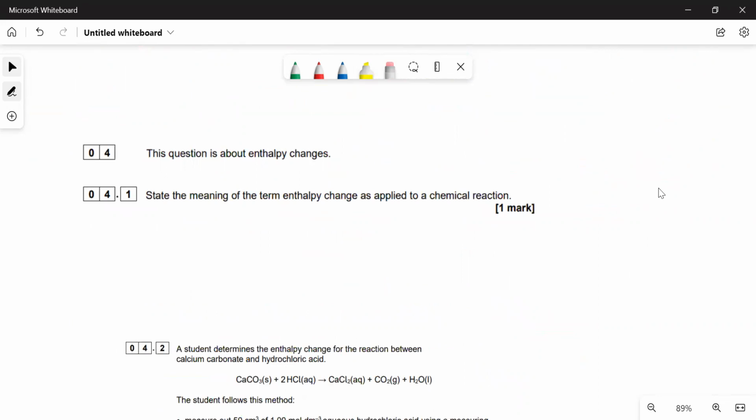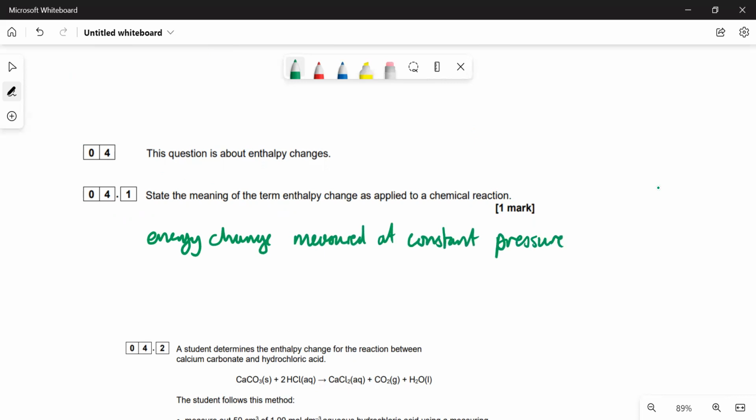About enthalpy changes: state the meaning of the term enthalpy change. Okay, this is a question people often don't remember, so they don't remember what the right answer is. Enthalpy change, strictly speaking, is the energy change measured at constant pressure. People do forget that. It's kind of a bit of an obscure condition, really, isn't it?